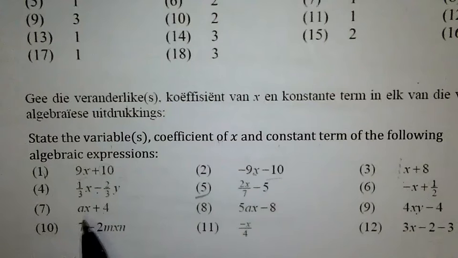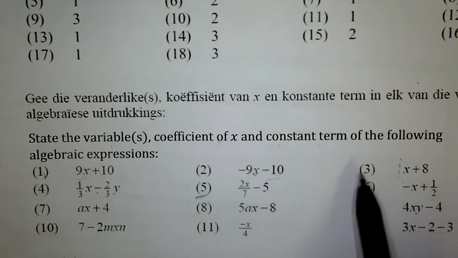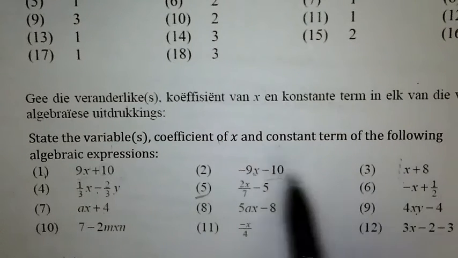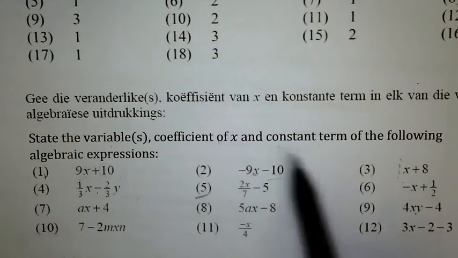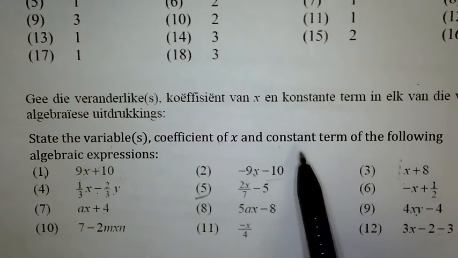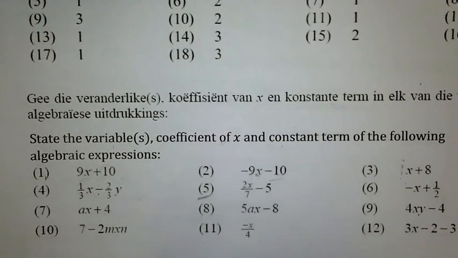So that's the 7. Just want to go back to number 3 there. So if I look at that, what is my variable? It's an x. Now what is the coefficient of x? You can't see a number there, but it's an invisible 1. So that means it's a 1 in front. What is the constant? It's 8.